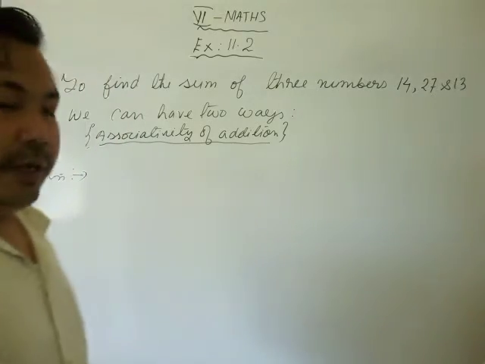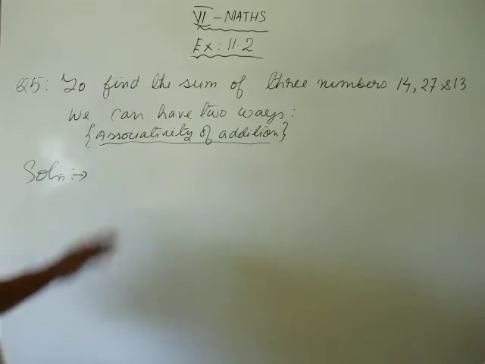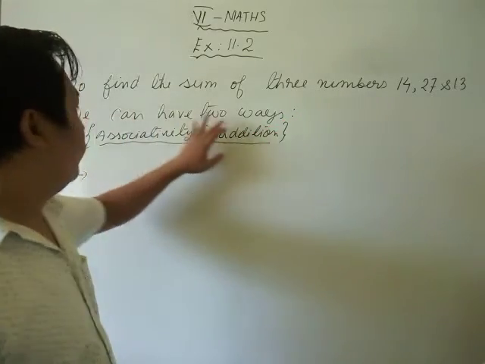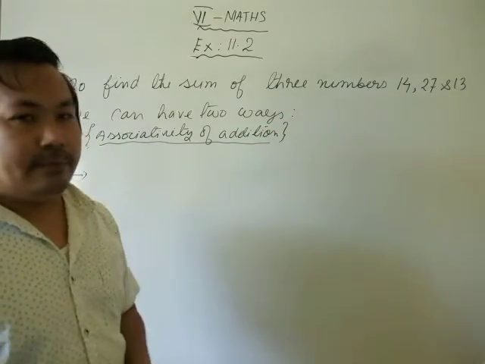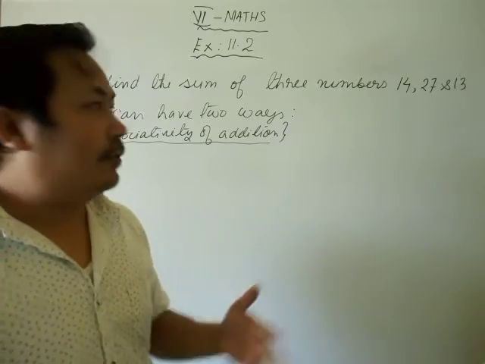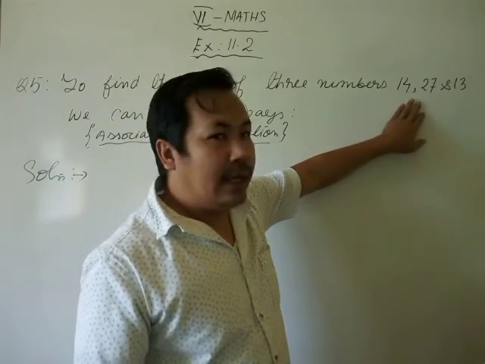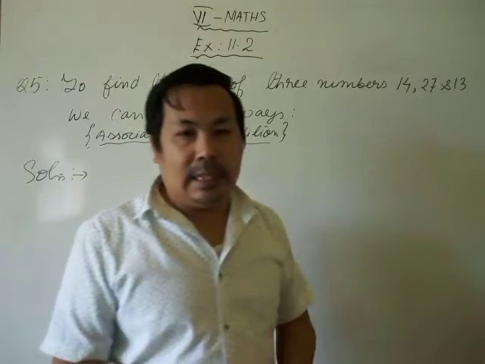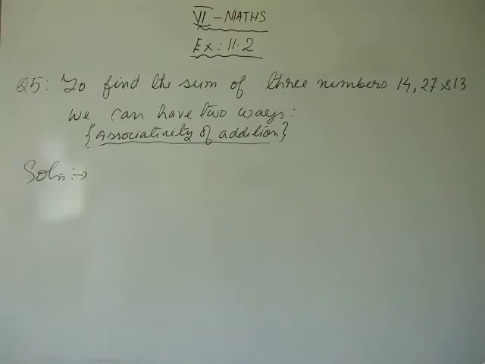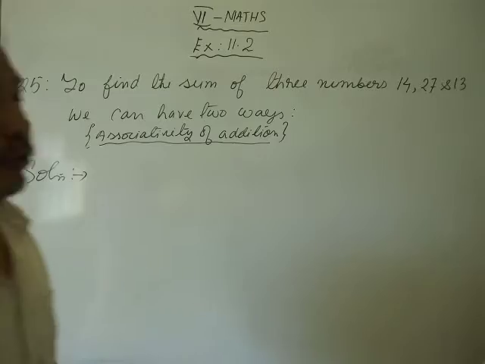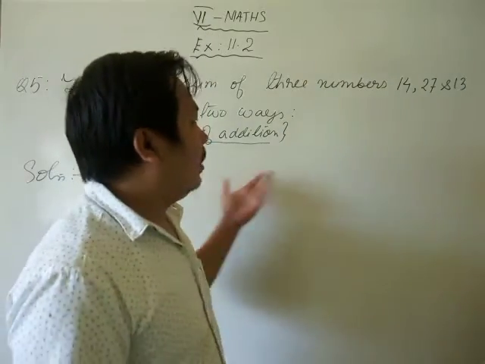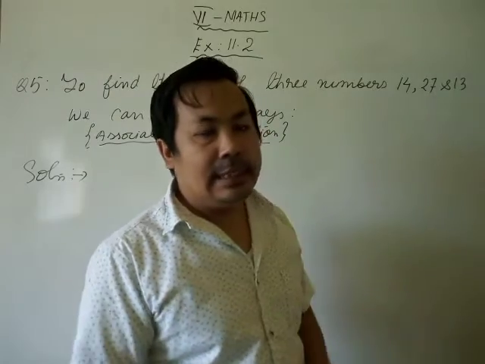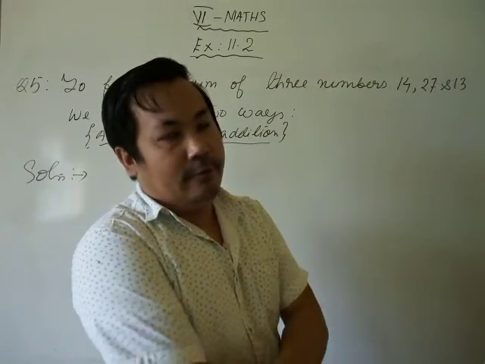Let's see the next question. We have question number 5. It says that to find the sum of the three numbers 14, 27, and 13, we can add them in 2 different ways. First, we add these 2, then in the sum again we add 13. Then we get the total sum as 54. Another way is that we add these 2 first and then we add 14. Then also we get the same answer, 54.